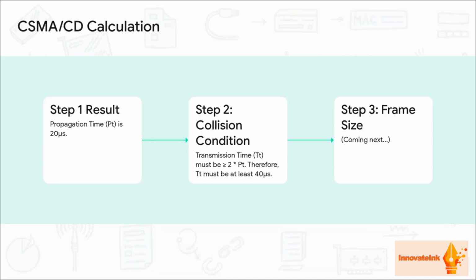Now, here is the absolute key to making this work. A station has to keep transmitting long enough for it to hear back about a collision that happens at the farthest possible point on the wire. The worst case is that a collision happens just as its signal arrives at the far end. The news of that collision then has to travel all the way back. That round trip takes twice the propagation time, which is 40 microseconds.